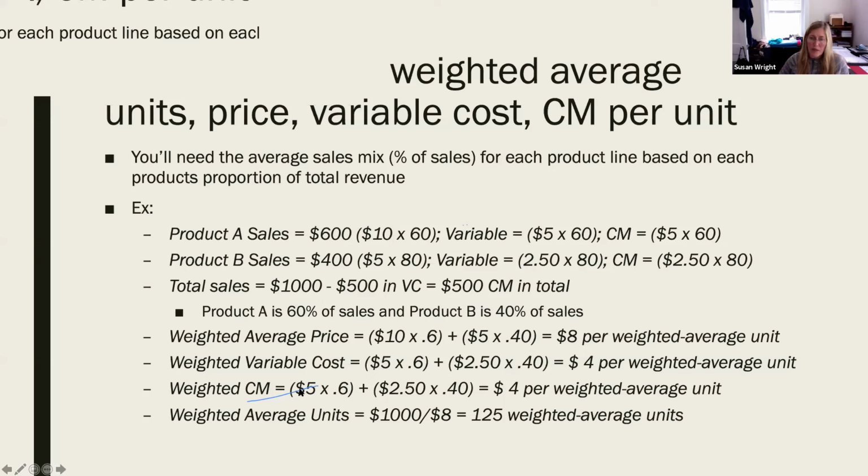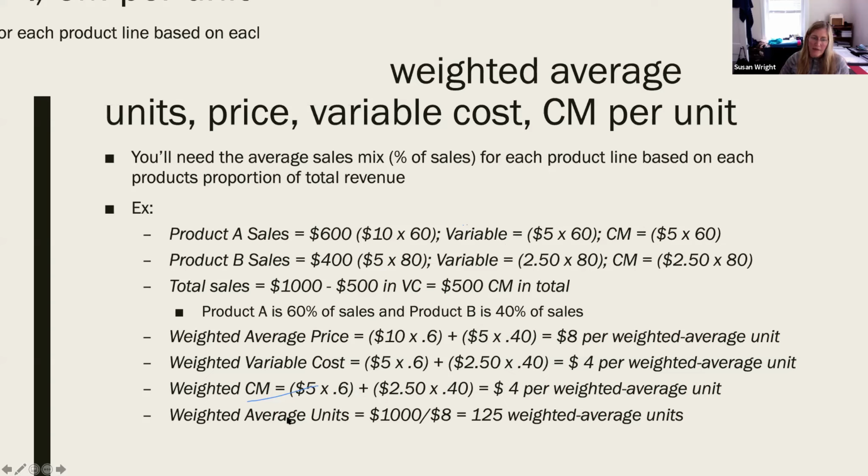Contribution margin, same idea. We make $5, 10 minus 5 is 5. $5 times 60%. And on product B, we make $2.50, 5 minus 2.50 is 2.50, times 40%. So that's your weighted average contribution margin.